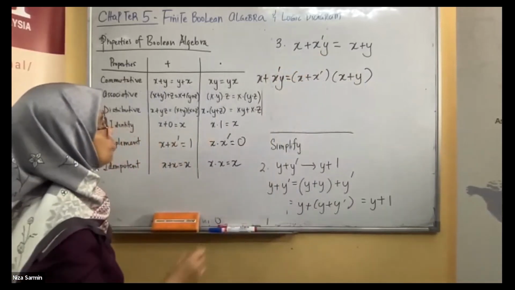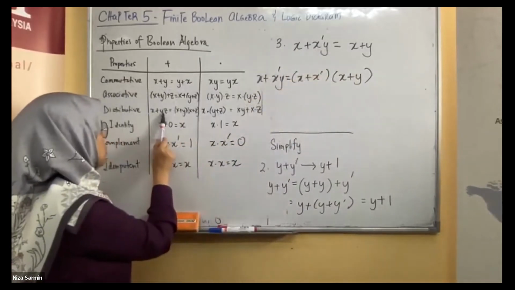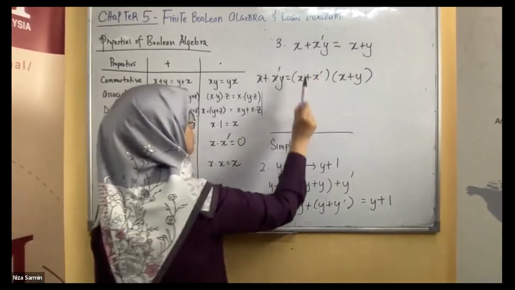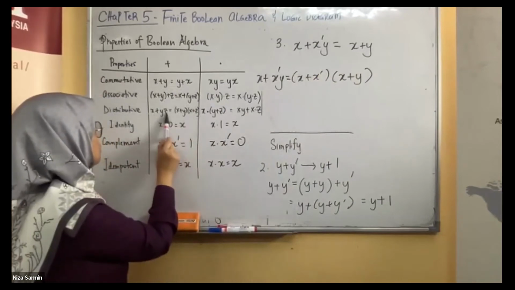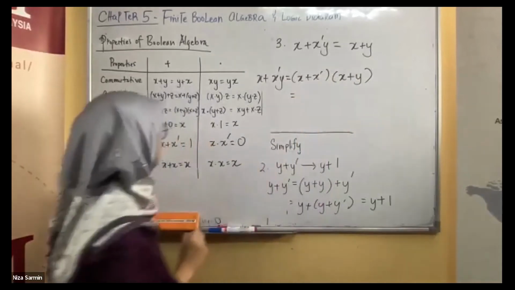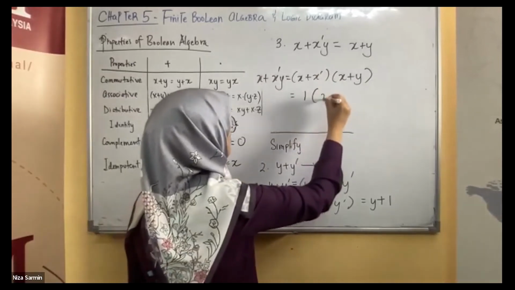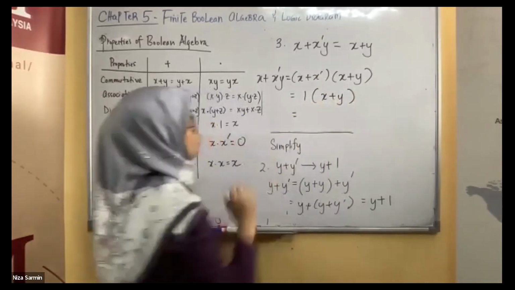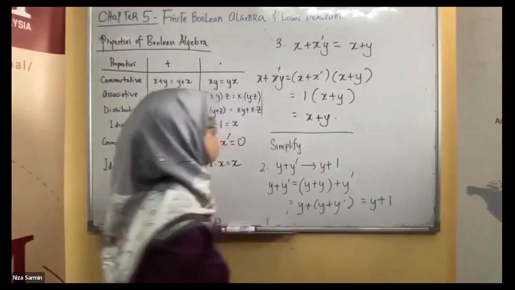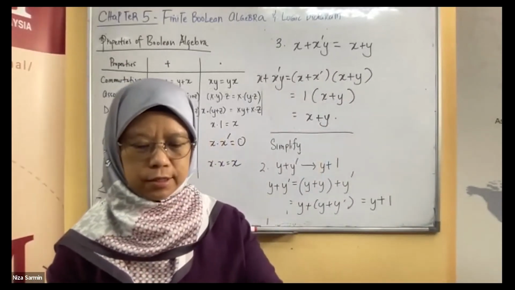So I just compare x plus x prime y with this. You take x plus x prime, then you take x plus y. And what is x plus x prime? It is equal to 1, so 1 times x plus y is x plus y. Okay, all right.